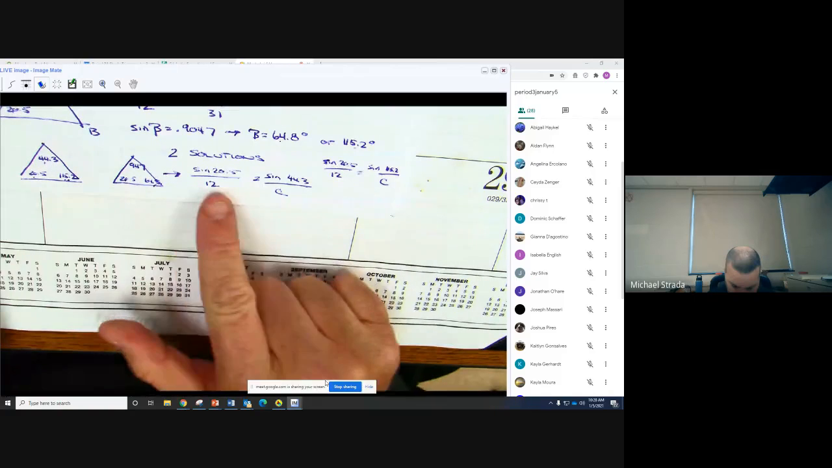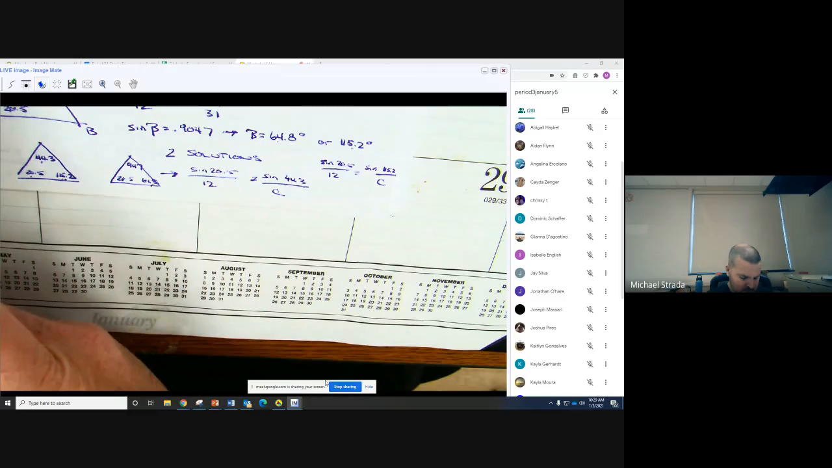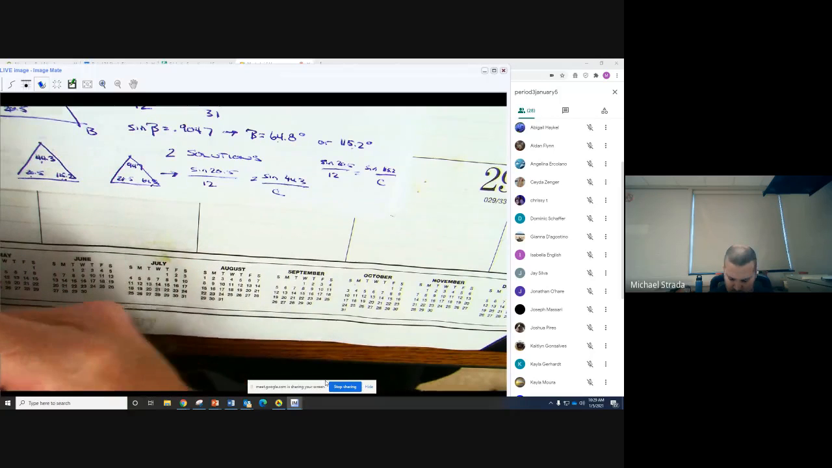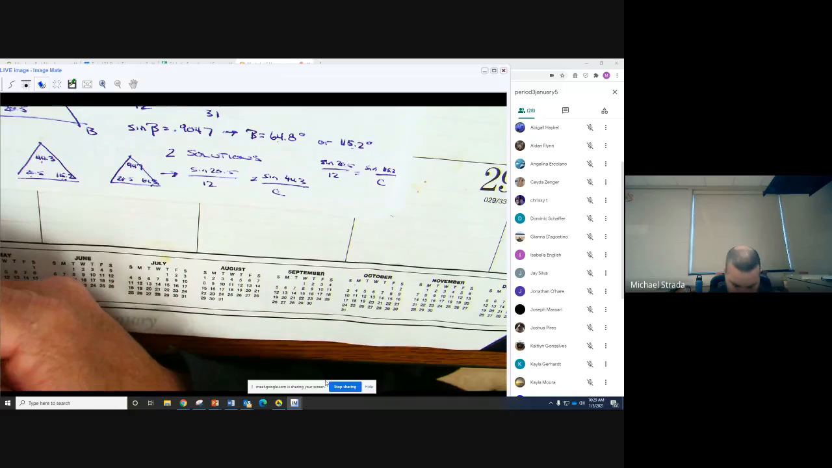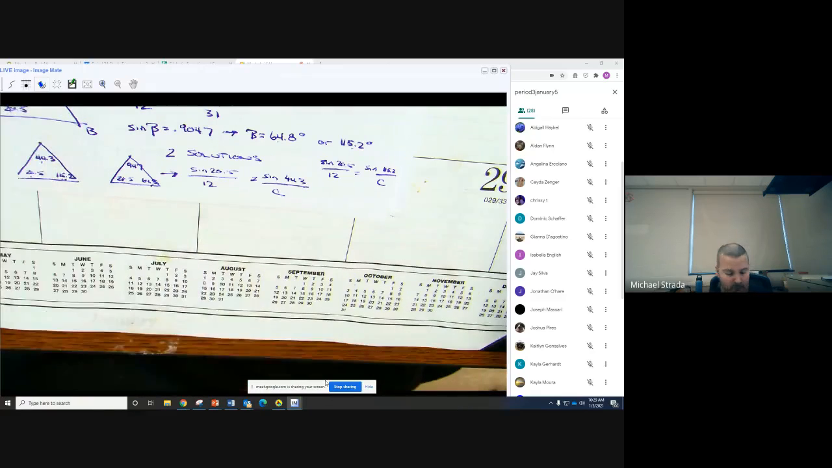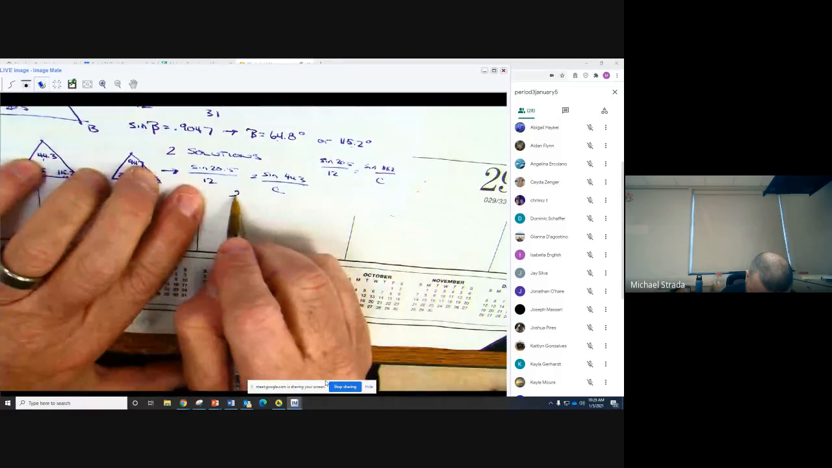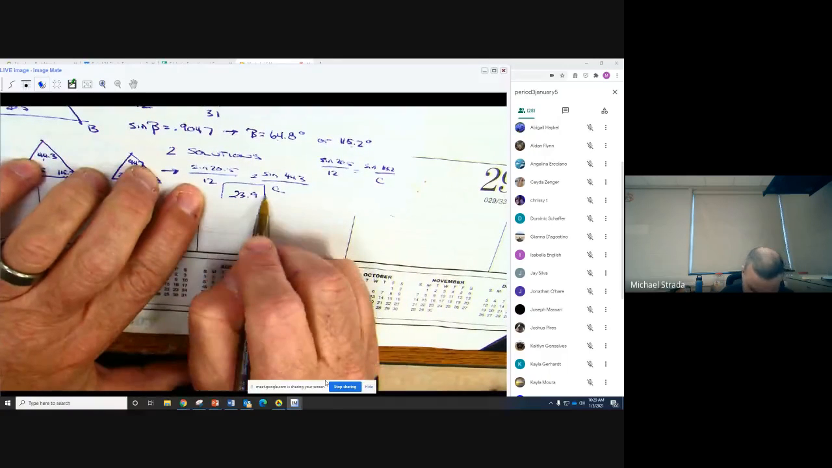So the first one, when I multiply 12 sine 44.3, and I divide that by the sine of 20.5, I get 23.9. So that's one possibility.